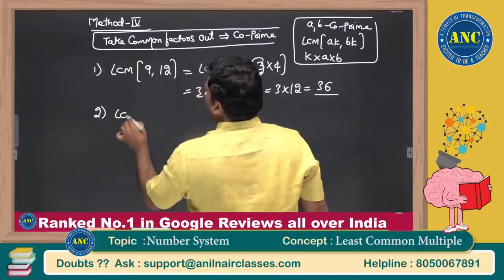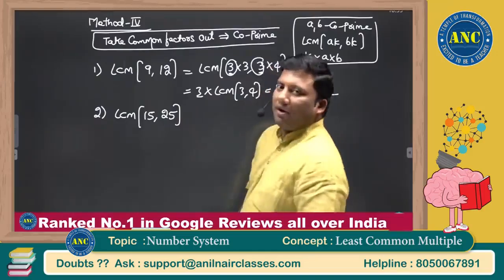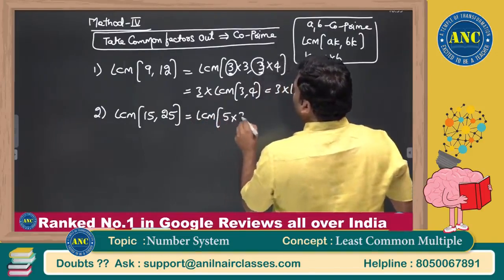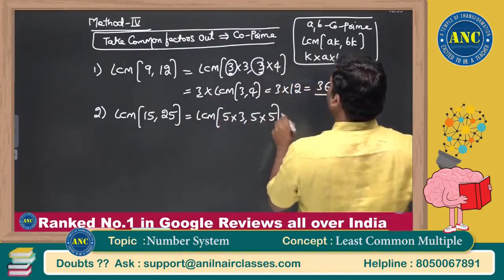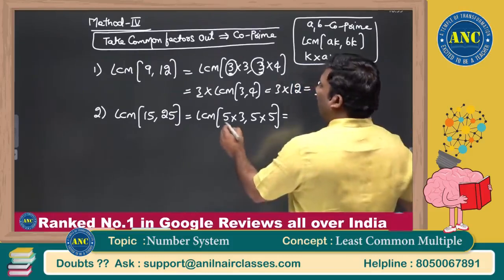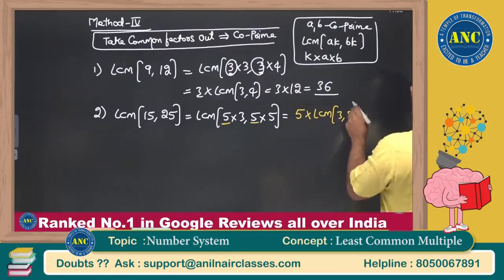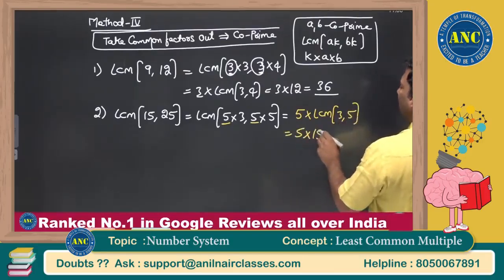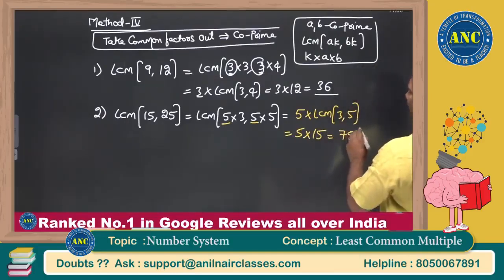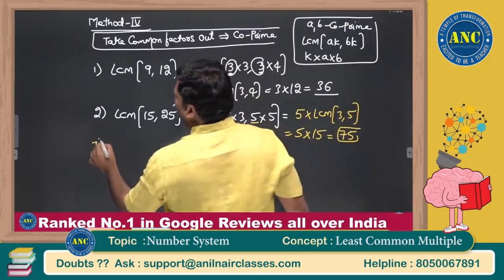Some simple examples. LCM of 15, 25. 15 can be defined as 5 into 3, and 25 is 5 into 5. Take the common factor out; the common factor is 5. Then LCM of 3 and 5: 3 and 5 are consecutive odd numbers, so they are co-prime. So 5 into 15 is 75.